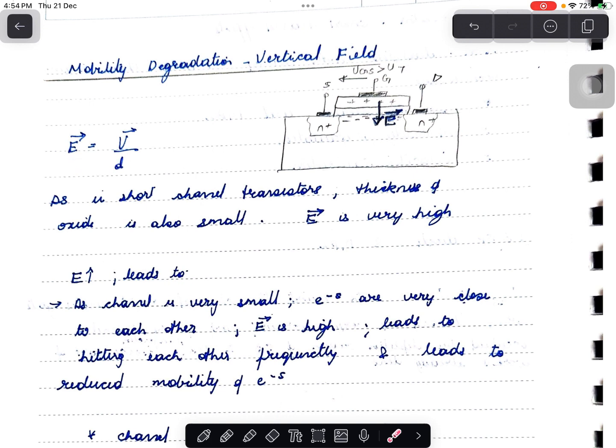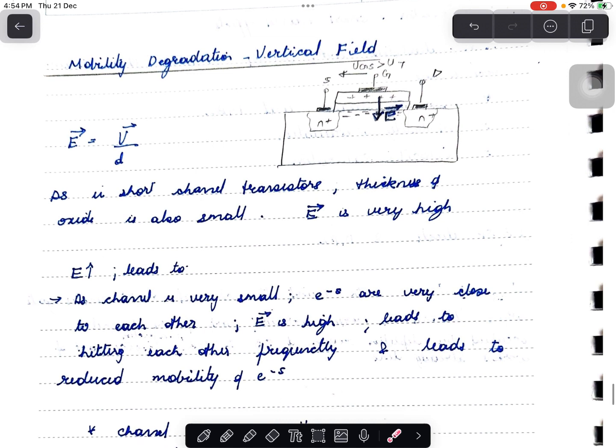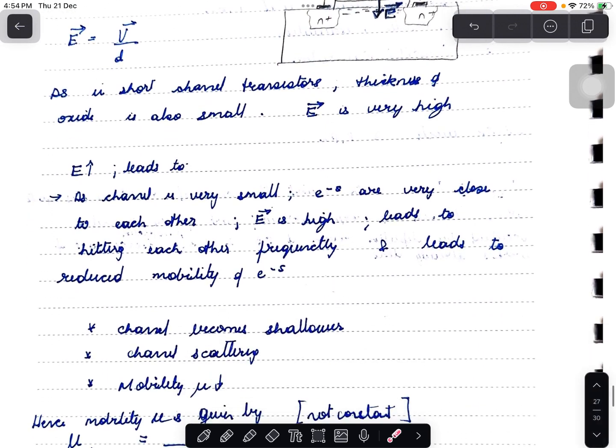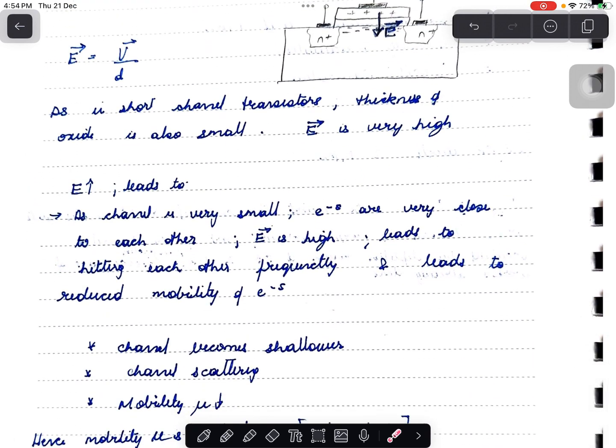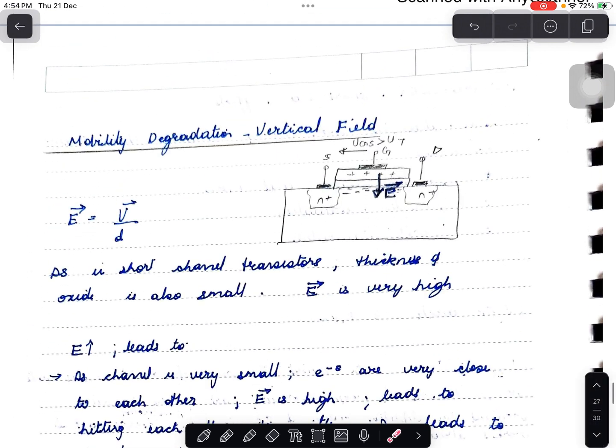High electric field and a small channel result in electrons being very close to each other, and frequent collisions of electrons happen, and this leads to reduction of mobility of electrons. The channel becomes shallow and scattering of electrons occurs, and hence the mobility of the electrons reduces. This is called mobility degradation because of the vertical field.